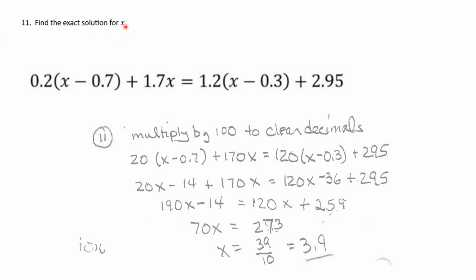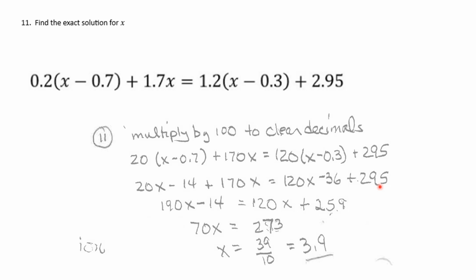Number 11, you're supposed to find the exact solution here. Now here, to clear the decimals, you would multiply by 10 here, 10 here, 10 here, but 100 here. So you're going to multiply both sides by 100 to clear the decimals. That gives you 20 times x minus 0.7 plus 170x. Here you multiply by 100, you get 120, and here you multiply by 100, you get 295. So you distribute: this is 20x minus 14 plus 170. You distribute here: this is 120x minus 36 plus 295.